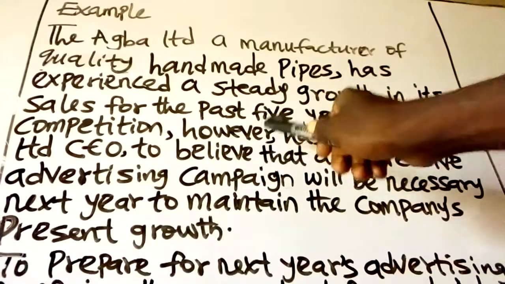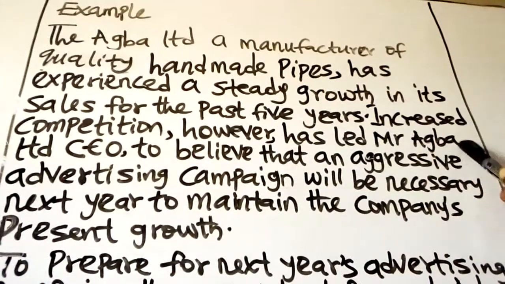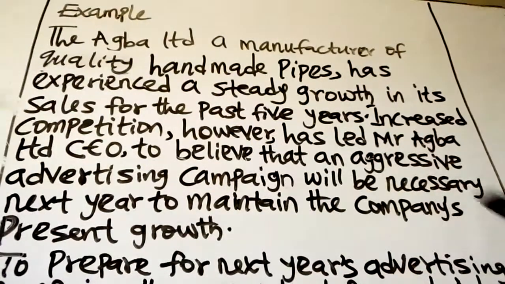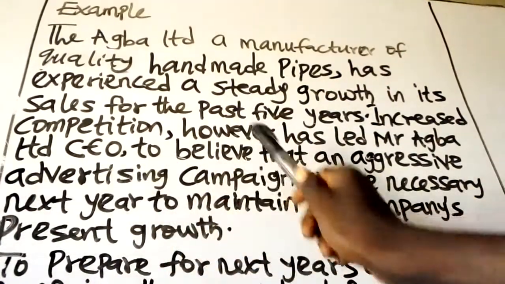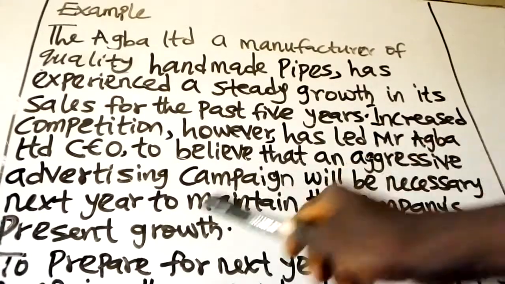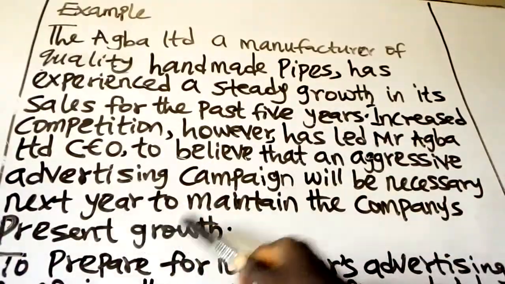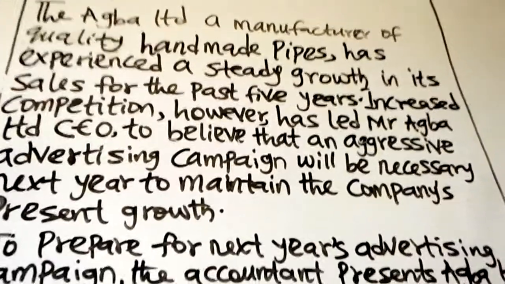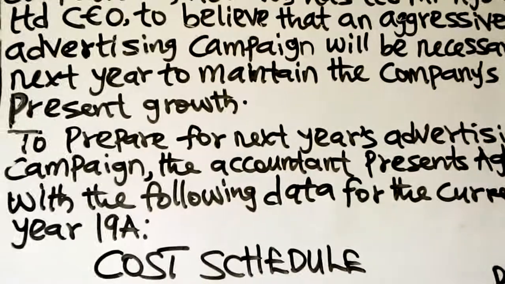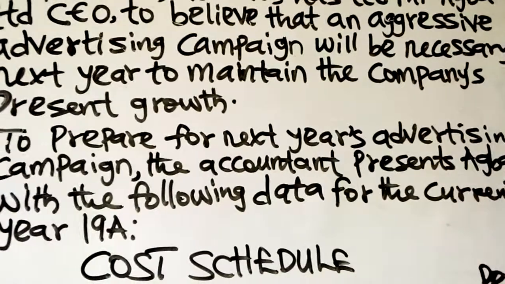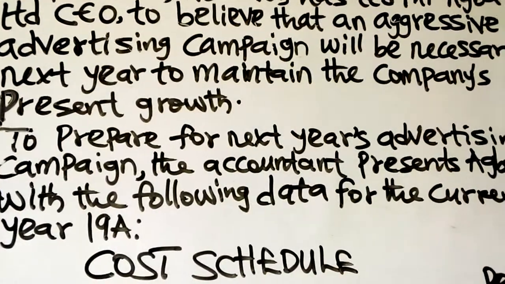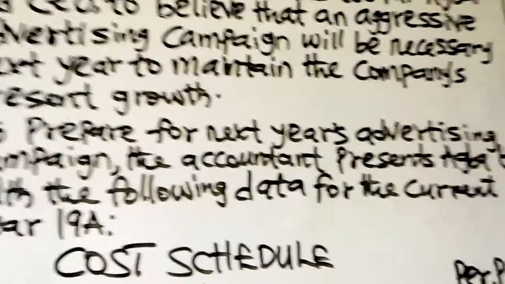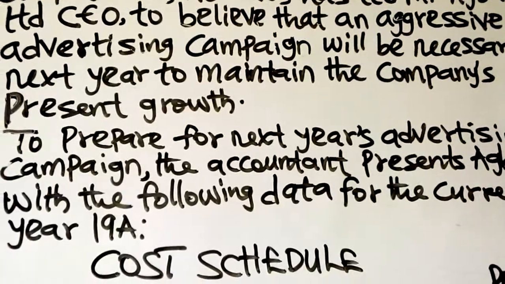Increased competition, however, has led Mr. Agba Limited CEO to believe that an aggressive advertising campaign will be necessary next year to maintain the company's present growth. To prepare for next year's advertising campaign, the accountant presents Agba Limited with the following data for the current year 19A.